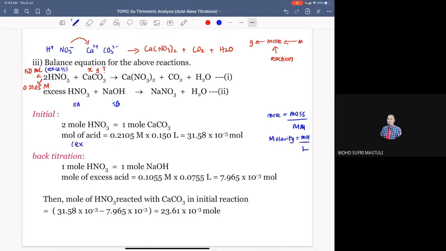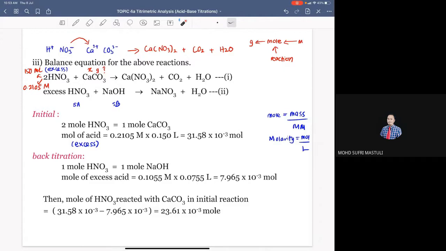As I mentioned just now, you have to calculate the mole of nitric acid in excess. But we cannot use this mole to calculate the mole of calcium carbonate, because it appears in an excess amount. So we have to determine the limiting mole. How to determine the limiting mole? This is why we perform the back titration. So now we settle this first.